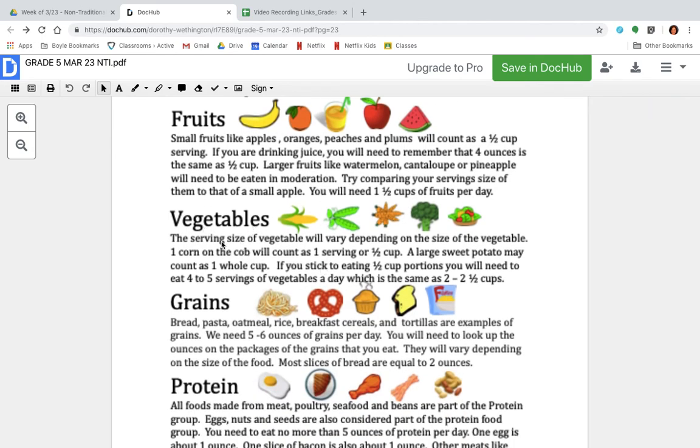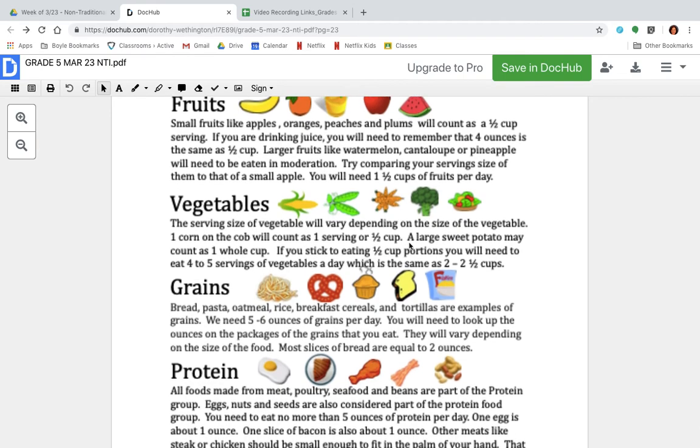Vegetables. The serving size of vegetable will vary depending on the size of the vegetable. 1 corn on the cob will count as 1 serving or 1/2 cup. A large sweet potato may count as a whole cup. If you stick to eating 1/2 cup portions, you will need to eat 4 to 5 servings of vegetables a day, which is the same as 2 to 2.5 cups.